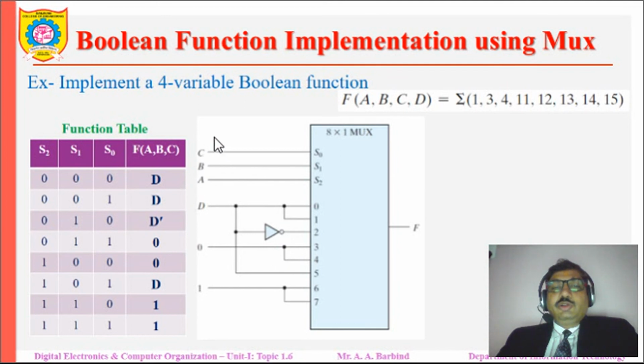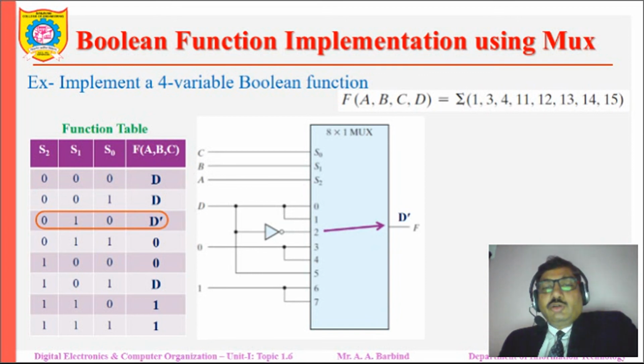Now, if we give ABCD inputs here, what will be the output? If we consider this particular function table, when ABC are 000, what will happen? The ABC are S2, S1, S0, they are 000, so it will select the first input and the output will be D. Then when S2, S1, S0 are 001, then the first input will be selected and the output will be D.